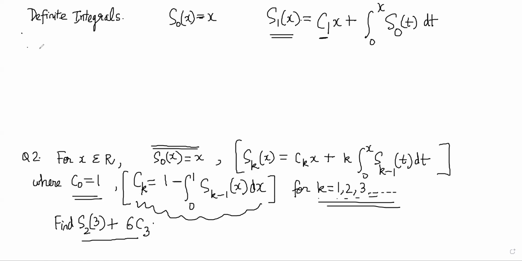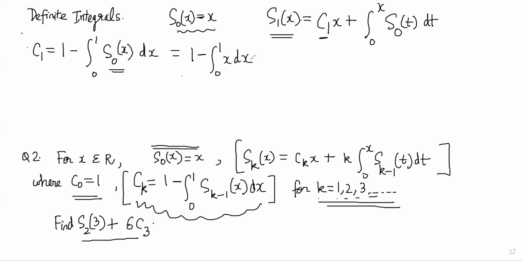So if I put K is equal to 1 there, I get C1 is equal to 1 minus integral 0 to 1 of S0 of x dx, right? Yes, sir. So now see, S0 of x they have already given is x. So we can calculate this: 1 minus integral 0 to 1 x dx, right? So this will be x squared by 2. So this will be half. So it is 1 minus half. So we are getting C1 is half, right?